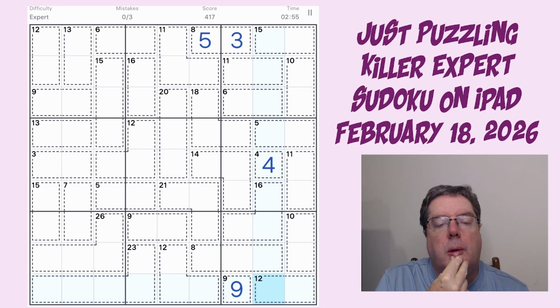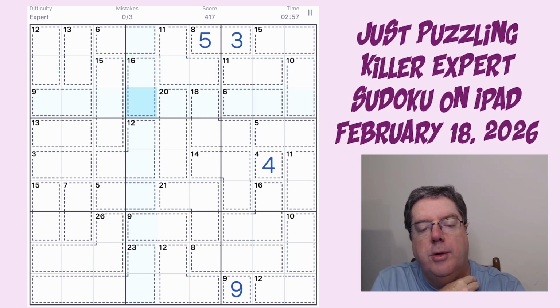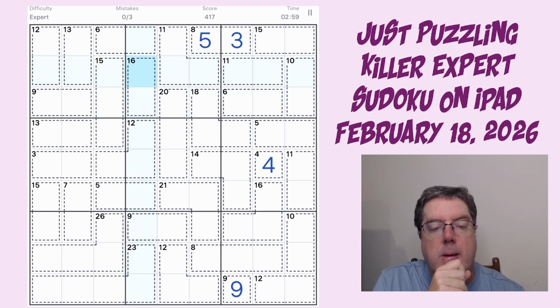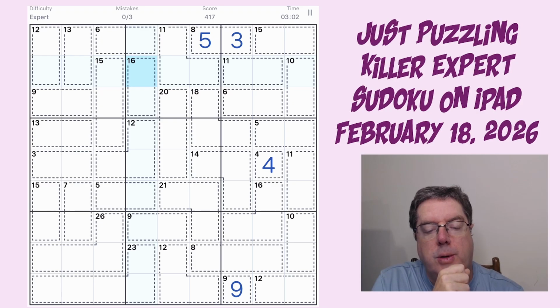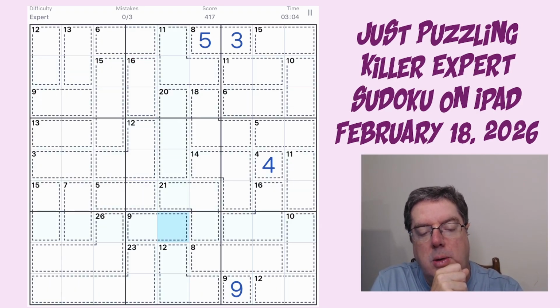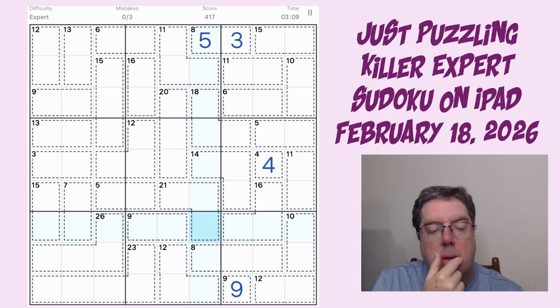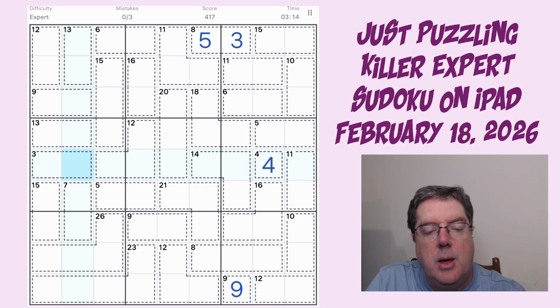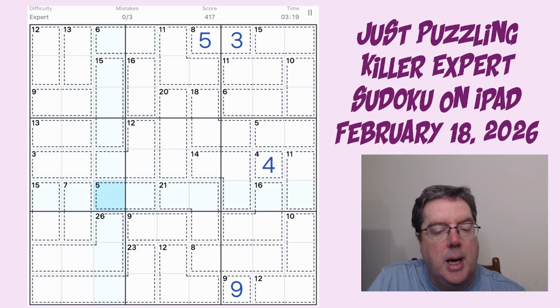2 and 4. So 16 can be 9 and 7 only. I just don't know the order. So that means that 9 can't be here, 9 can't be here, 9 can be here or here. So 9's one of these two. 1, 2 there, 1, 2. So this is going to be 1 or 2 here, leaving this to be a 4 or 3. Right, so that's no good. 5 and 7.